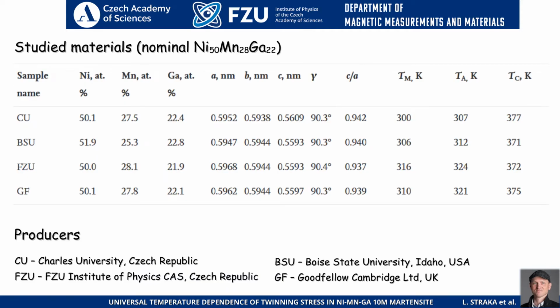And now I come to our experiment. We studied materials with nominal composition nickel 50, manganese 28, gallium 22. We had 4 producers. We have a list of basic parameters of the materials here in this table, but I would like to mention the producers. One was Charles University from Czech Republic, second was Boise State University from USA, then the Institute of Physics in Prague, Czech Republic, and the last crystal was commercially obtained from Goodfellow, Cambridge.